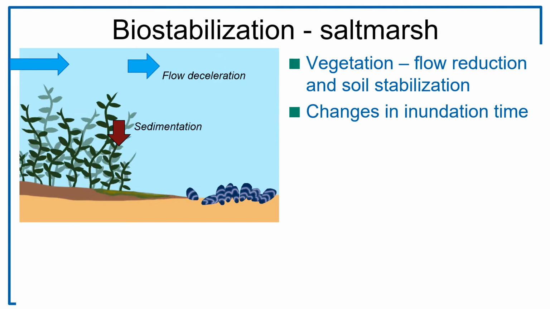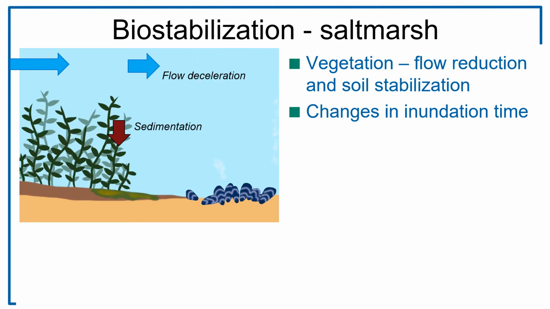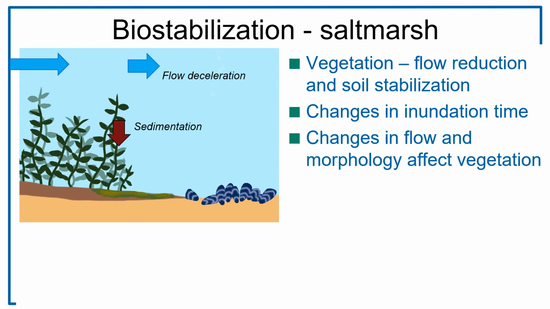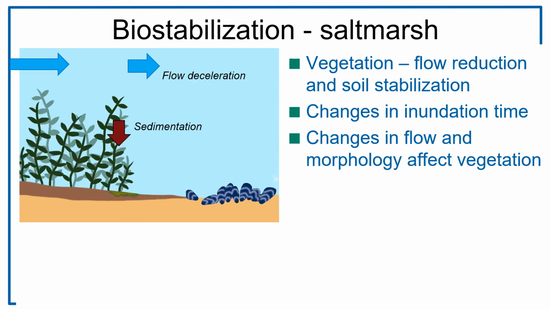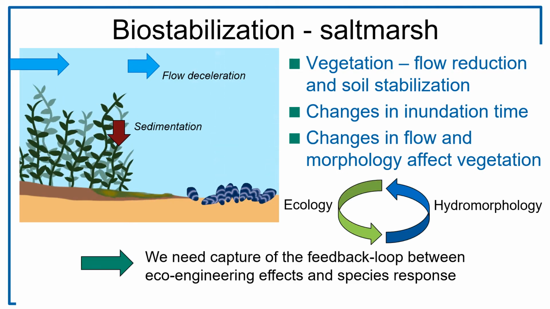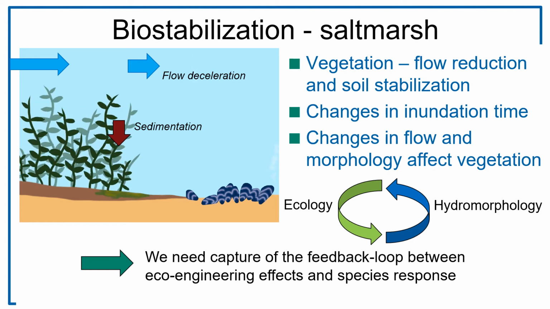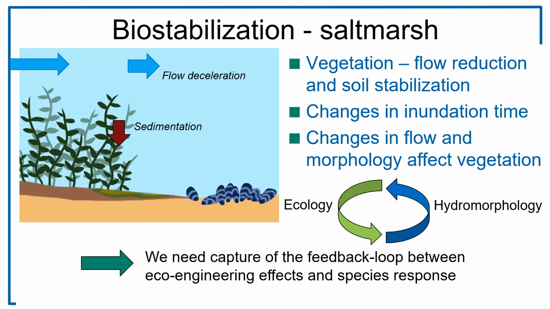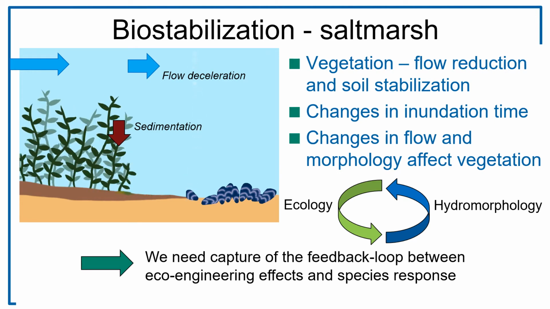And this will, on the one hand, change the morphology, but also inundation periods and obviously flow velocities, which will feed back on the saltmarsh itself and might change its survival or mortality rates. So we have this feedback loop between the species changing their environment, but also being affected by these changes. And we need to incorporate this feedback loop between ecology and hydromorphology to actually capture the eco-engineering effects and species response and be able to reliably quantify what the effect of species in morphological evolution of estuaries is.